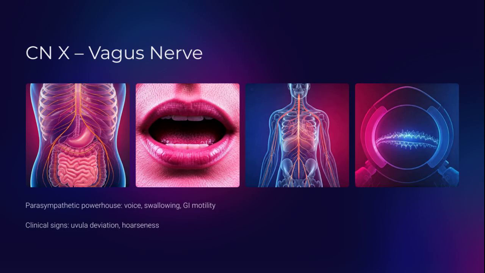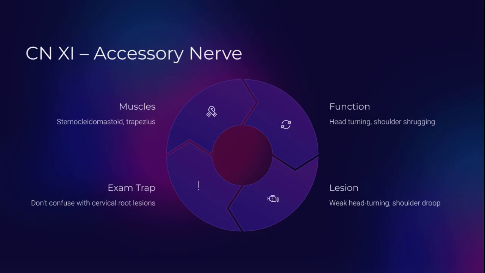Parasympathetic command center. From voice to swallowing to GI tract motility, this nerve is omnipresent. Uvula deviates to the opposite side of the lesion. That's your exam key. Head turning and shoulder shrugging, via SCM and trapezius.